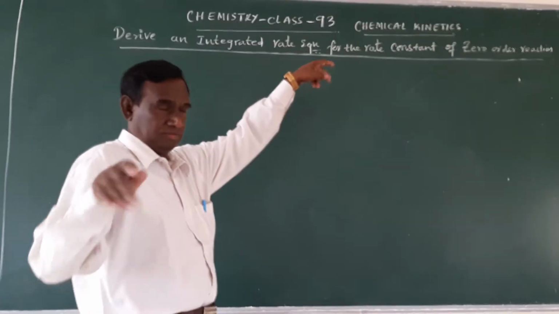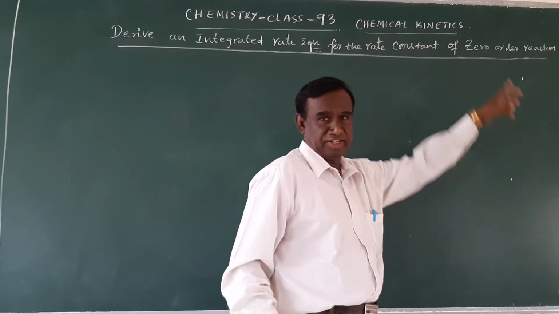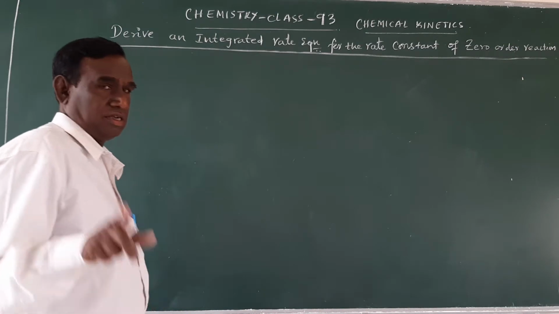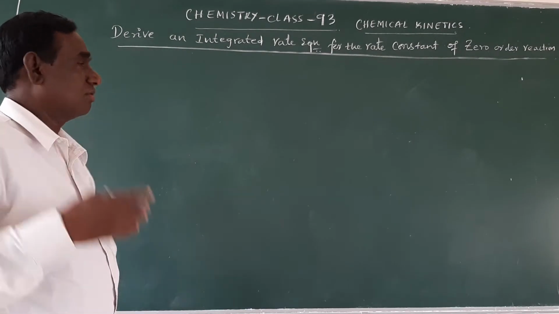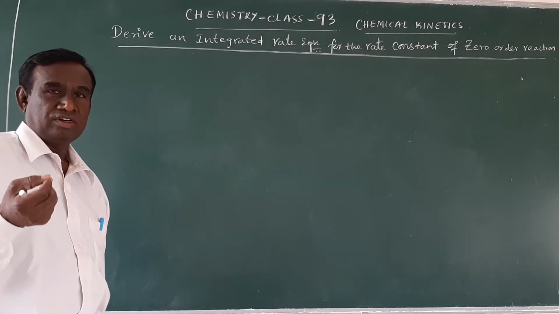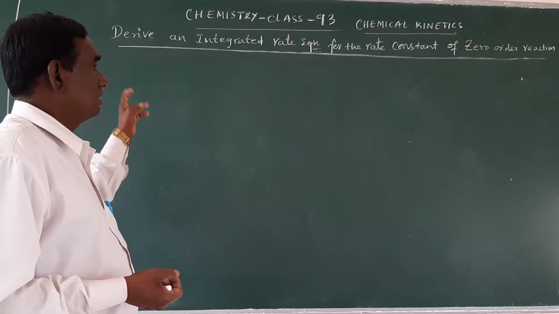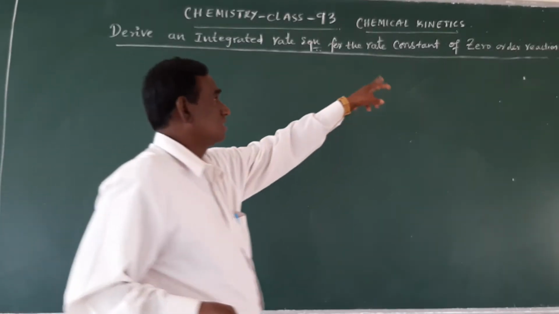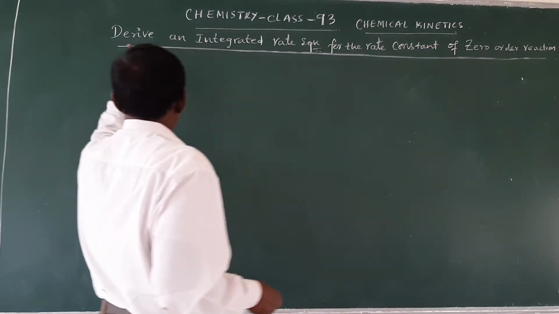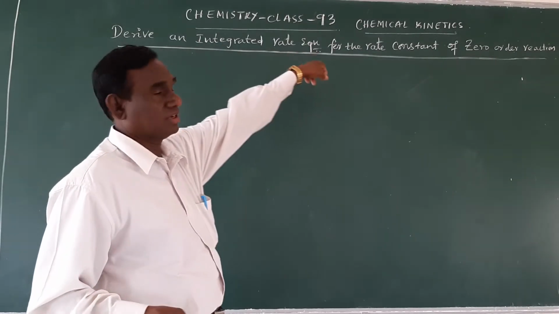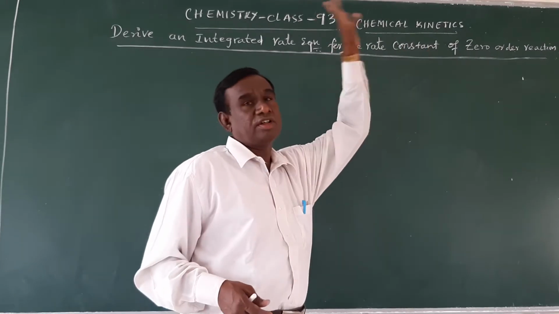So we are studying the chemical kinetics chapter. Under that, today we are going to derive one important equation. That is the rate constant equation for zero order reactions. That is, derive an integrated rate equation for the rate constant of a zero order reaction.